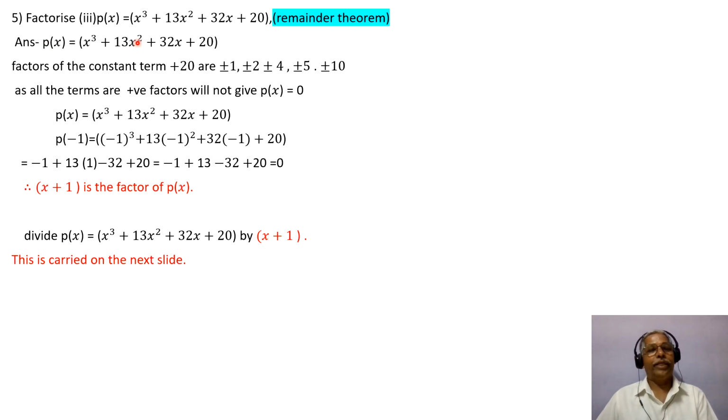Now finding the factors of this same polynomial by the remainder theorem. Even in the remainder theorem we have to proceed with the factor theorem and find at least one factor in the beginning. We have been doing this for the last two methods, so I am repeating it again. x plus 1 is one of the factors, and we have to divide this by this to get another factor. That is on the next slide.